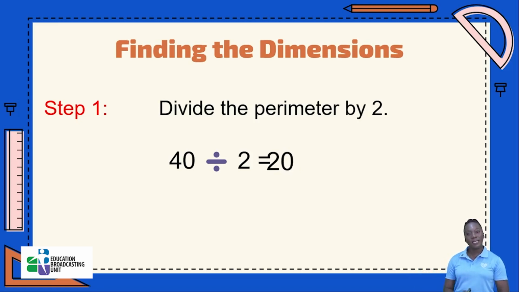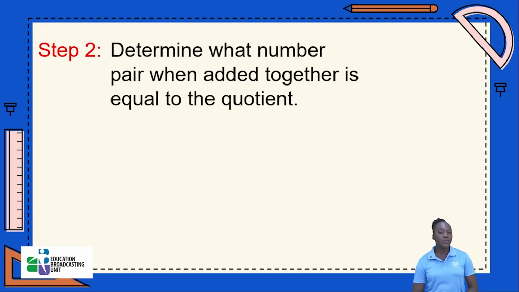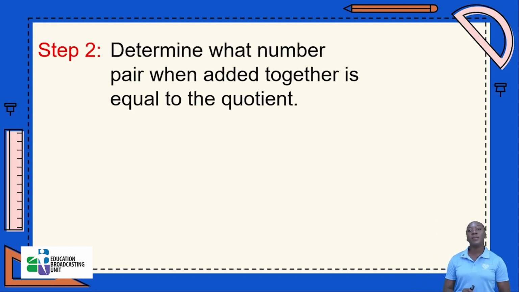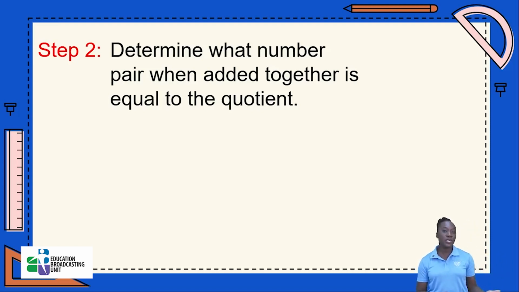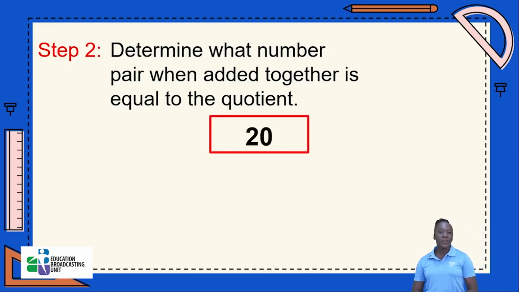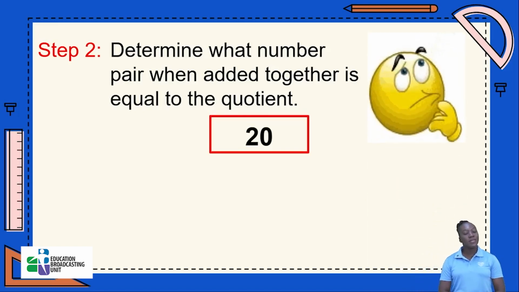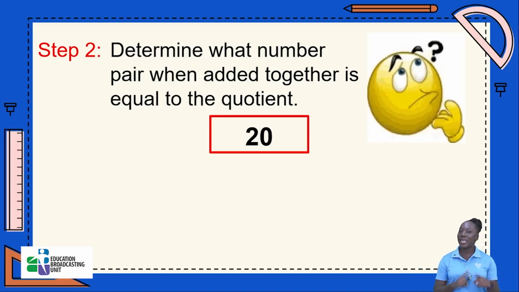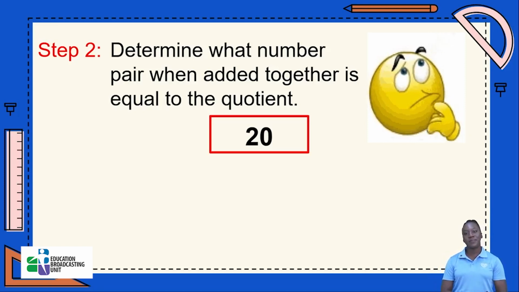Now, let's go on to the second step, since we've done our division. In step 2, our task is to determine the pairs of numbers that when we add them together, give us the quotient that we just found. Keep in mind, we did our division, 40 divided by 2, and we got a quotient of 20. So think about it. Take some time. What pairs of numbers, when we add them together, will give us 20? Think on it for a second.